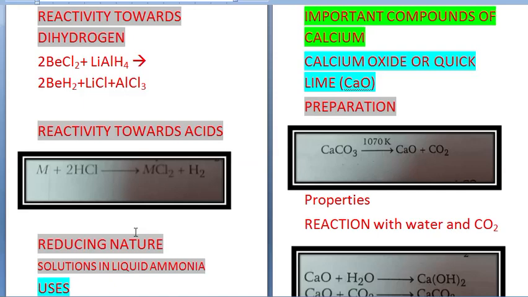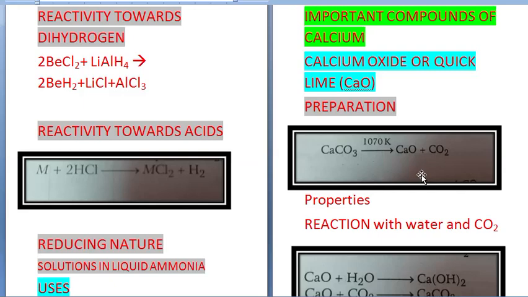Now we have to study some important compounds of calcium. First among them is calcium oxide, which is also called quicklime, and the formula is CaO. Preparation of calcium oxide is done by heating limestone at 1070 Kelvin in an open kiln. Kiln, you know, furnace, or bhatti as you call it in Hindi. So CaCO3 when heated at 1070 Kelvin gives you calcium oxide plus CO2.